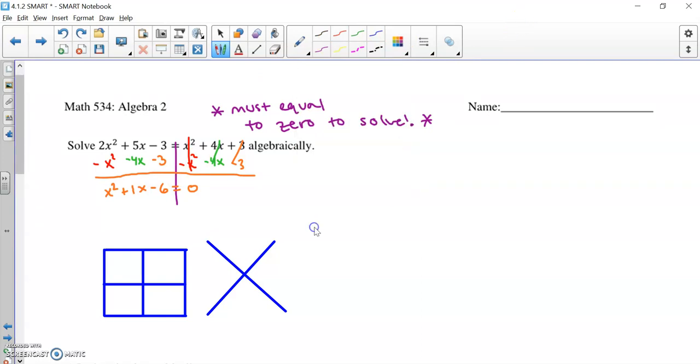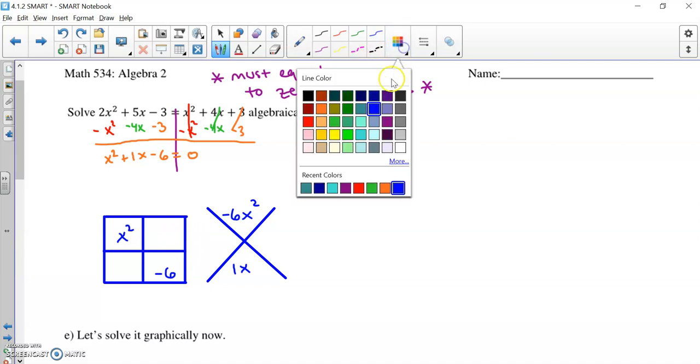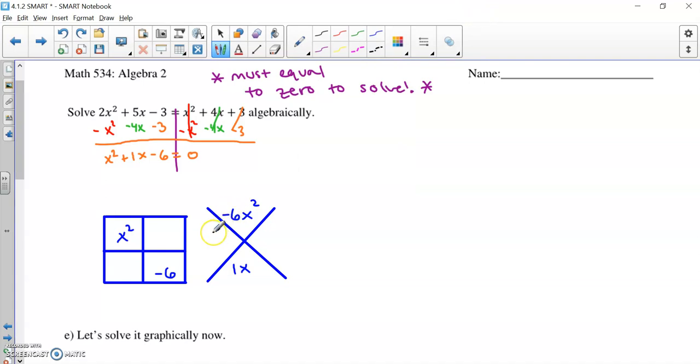So I have my box and diamond set up here. Let's go ahead and continue with our factoring steps. So we have x squared up here, negative 6 down here, negative 6x squared here, 1x here. And again, I'm not making a point to go through this part slowly by any means because we have been factoring for a really long time. So if you need help factoring, this is not the video for you. Check out my factoring video.